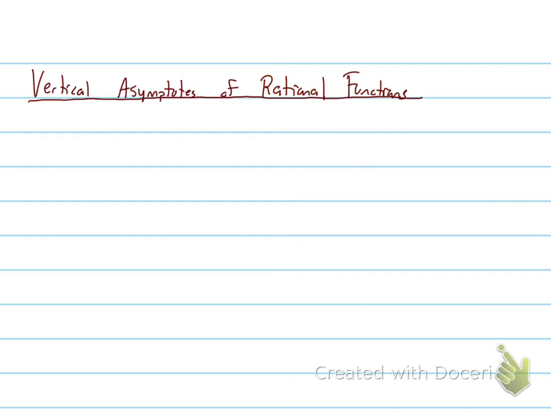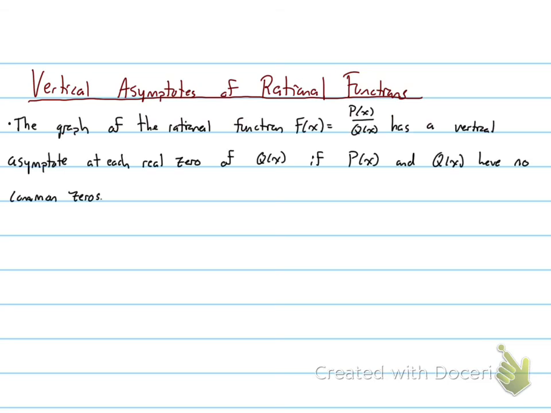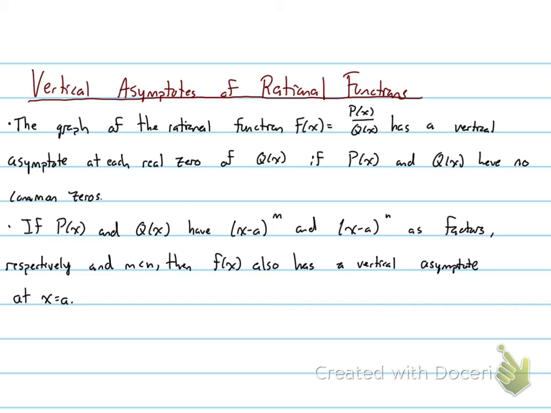So finally, let's talk about how to find vertical and horizontal asymptotes. Vertical asymptotes of rational functions. The graph of the rational function f of x equals p of x over q of x has a vertical asymptote at each real zero of q of x if p of x and q of x have no common zeros. This sounds more complicated than it's actually going to be. If p of x and q of x have (x minus a) to the m power and (x minus a) to the n power as factors, respectively, and m is less than n, then f of x also has a vertical asymptote at x equals a.